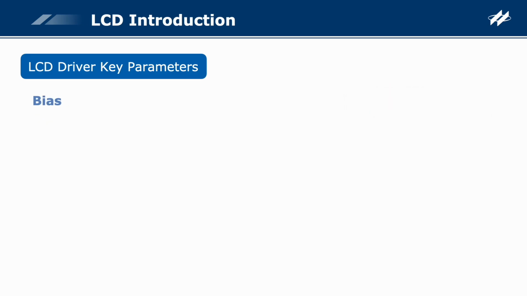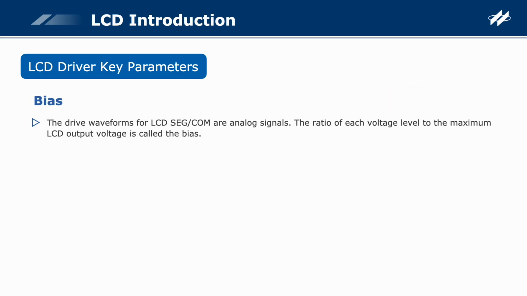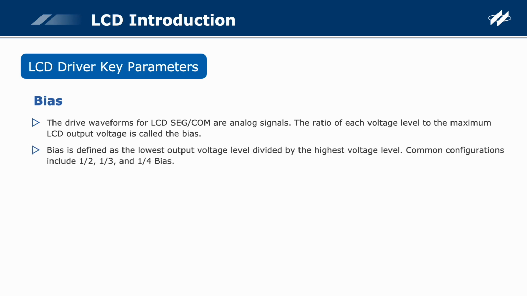The fourth parameter is the bias. The drive waveforms for LCD SEG and COM lines are analog signals. The ratio of each voltage level to the maximum LCD output voltage is called the bias. Bias is defined as the lowest output voltage level divided by the highest voltage level. Common configurations include 1/2, 1/3, and 1/4 bias.